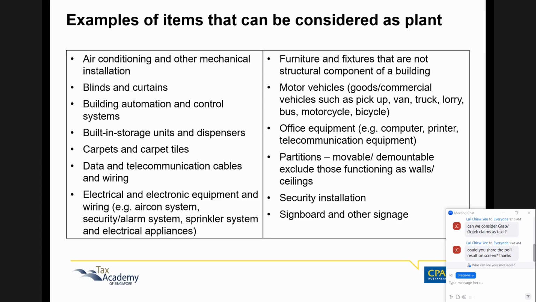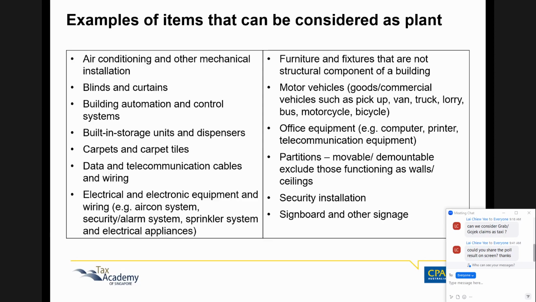IRAS also has an e-Tax Guide on this. You can also take a look at it. I'll go through briefly some of the common items: aircon and other mechanical installation, blinds and curtains. If I'm not doing corporate tax, it may not be intuitive whether certain things you can claim CA on or not. But if you do this often, you know these are quite standard. If you don't do it often, then for the purpose of exams, I suggest you just remember them.